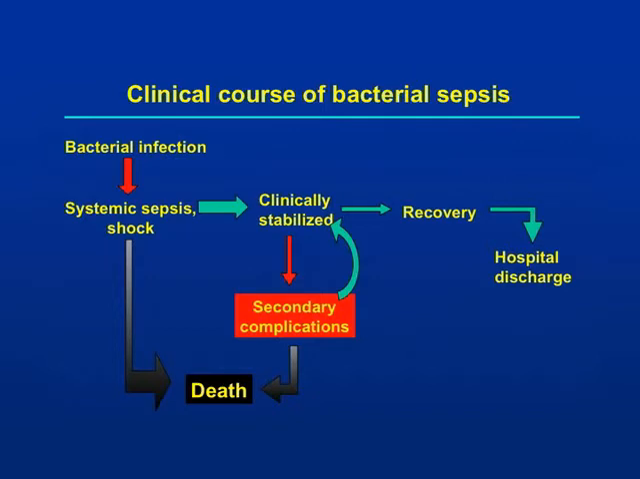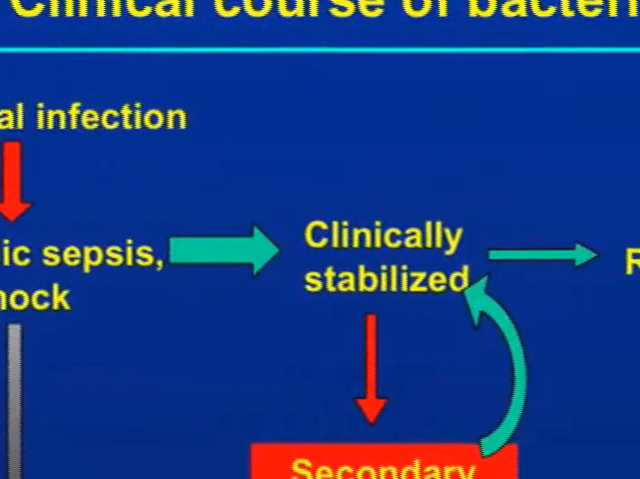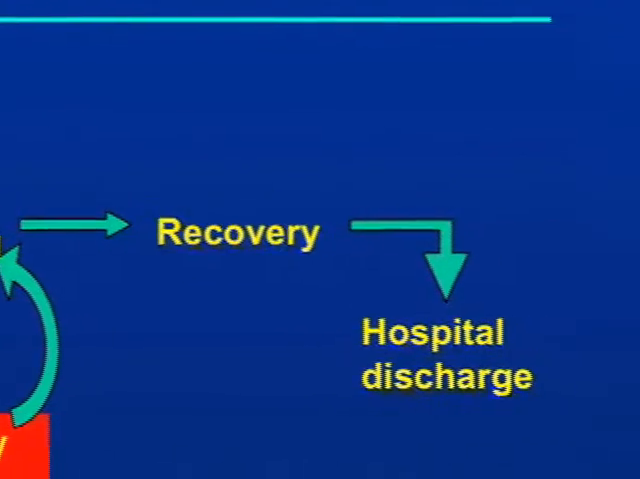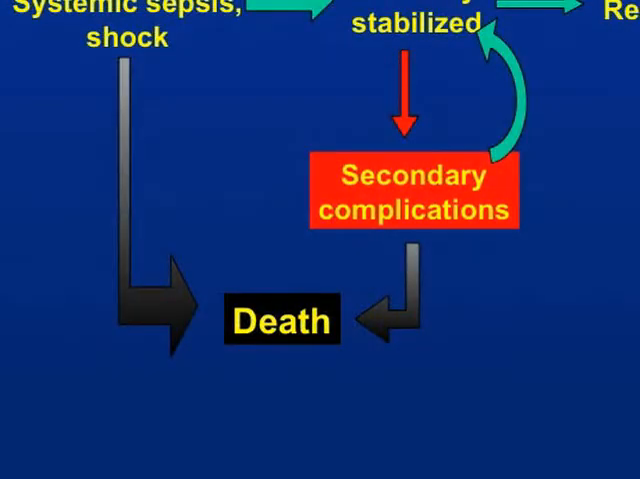But there are a number of individuals in this situation who, with aggressive therapy, antibiotics, and improved clinical care, are clinically stabilized. But not all of these individuals go on to recover and leave the hospital. There's a significant proportion of these patients who develop secondary complications. And while they can recover and again be discharged from the hospital, there is a significant death that comes from these secondary complications. So what are the secondary complications, and what are the causes for them?